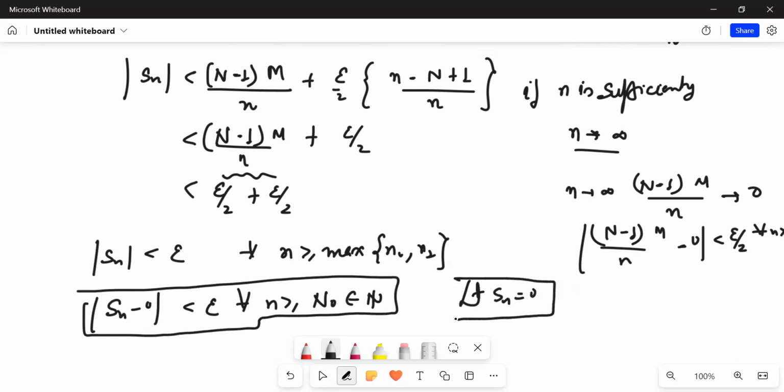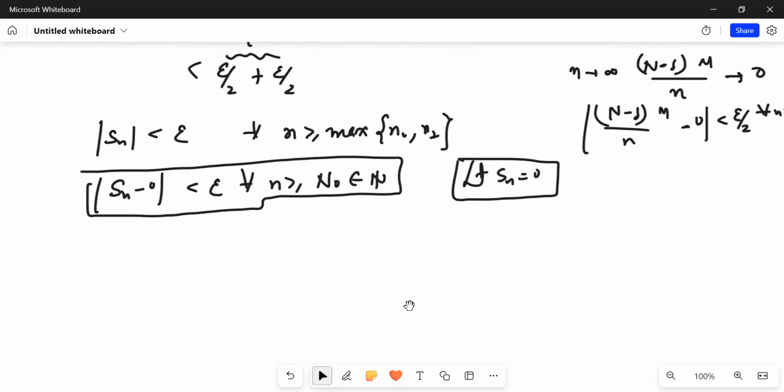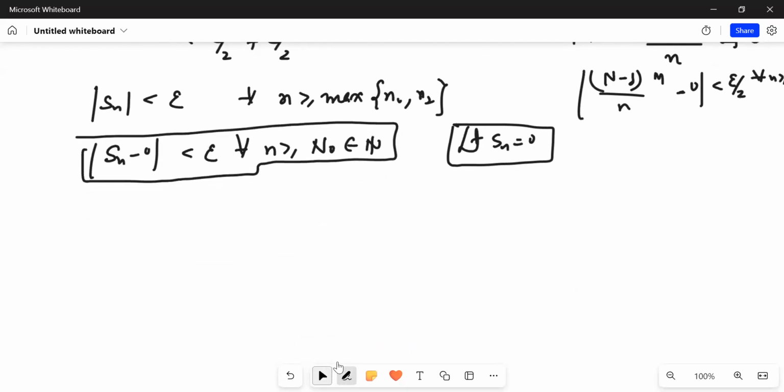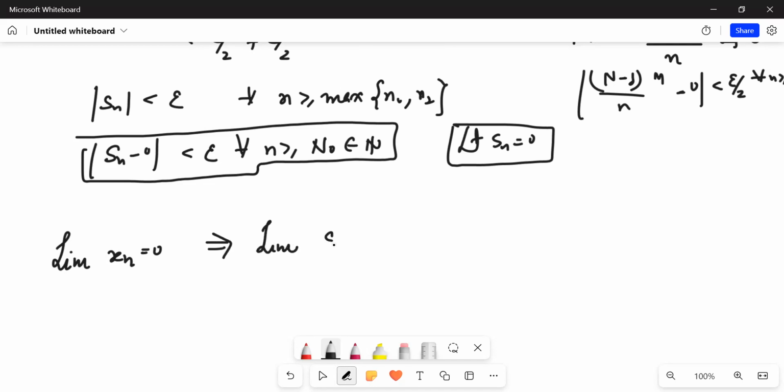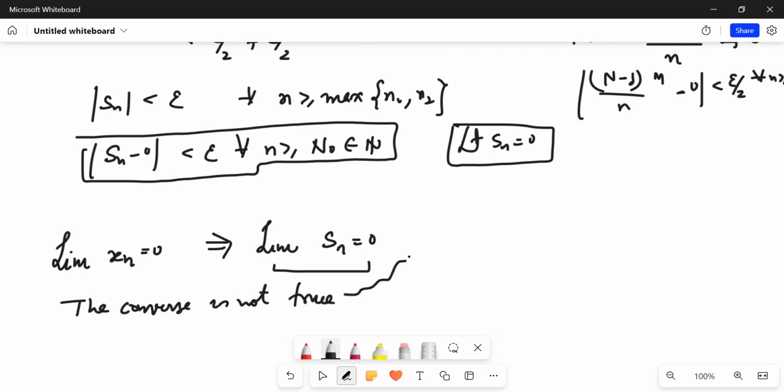And initially, please do remember, initially what was written? It was written that if limit xn equals 0, then it implies that limit Sn equals 0. Please do remember, the converse is not true. The converse is not true. How to show that? Take the example of xn equal to minus 1 raised to power n.